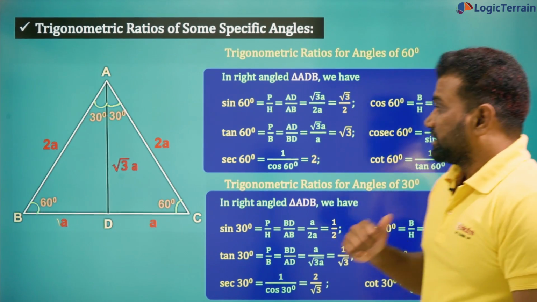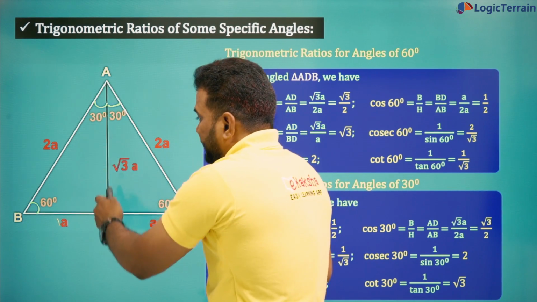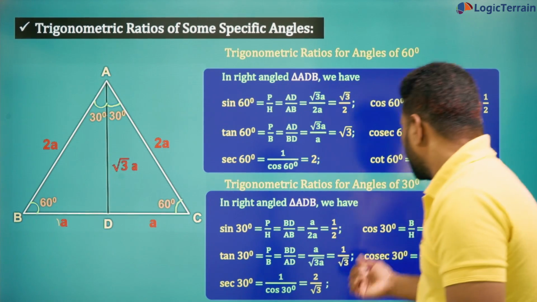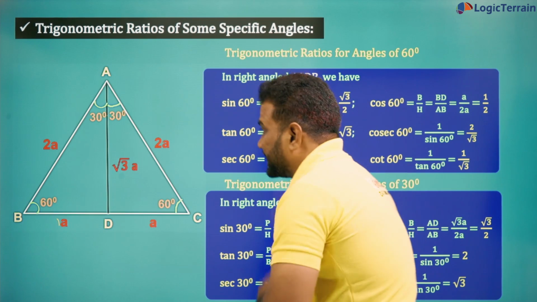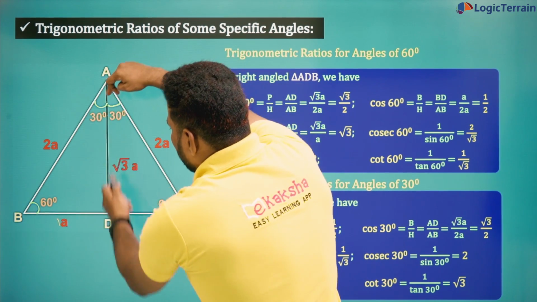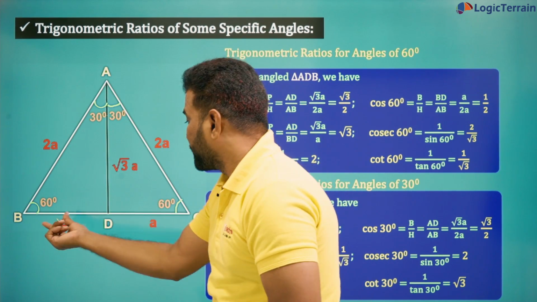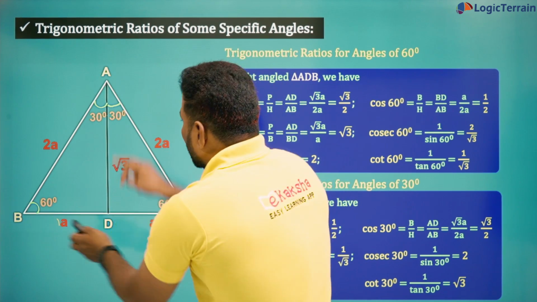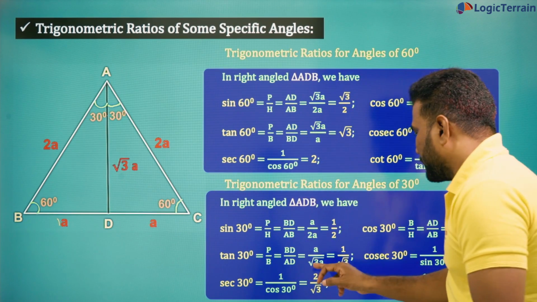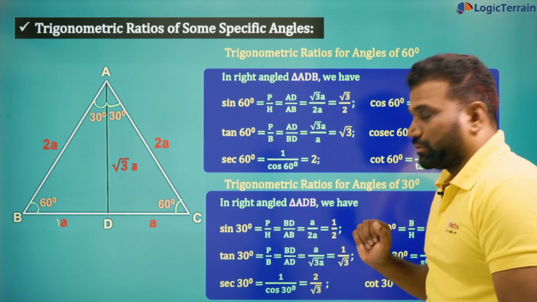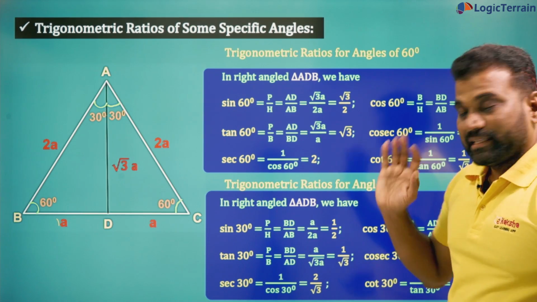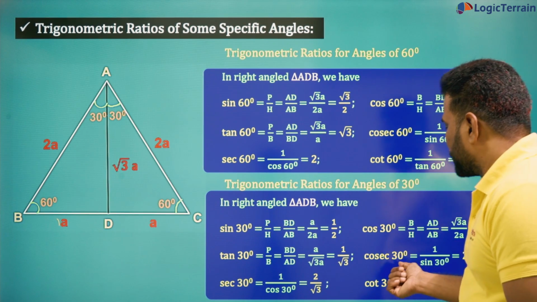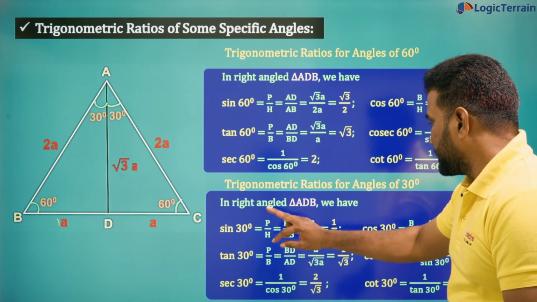And cos 30 degrees. According to the cos definition, adjacent side to theta over hypotenuse, that is square root 3a over 2a. Here a divides a one time, so the value is square root 3 over 2. And tan 30 degrees, that is opposite side to theta over adjacent side to theta, or perpendicular over base, BD over AD. So that is a over square root 3a. Here a divides a one time, so the value is 1 over square root 3. And the rest we can find easily. Cosecant 30 degrees: cosecant and sine are reciprocal to each other, just reverse it.